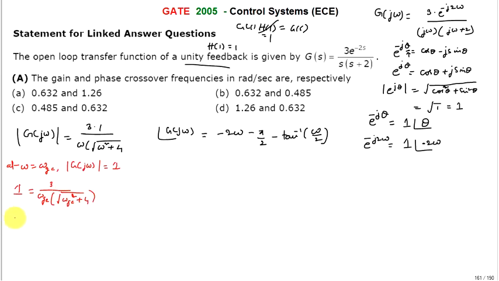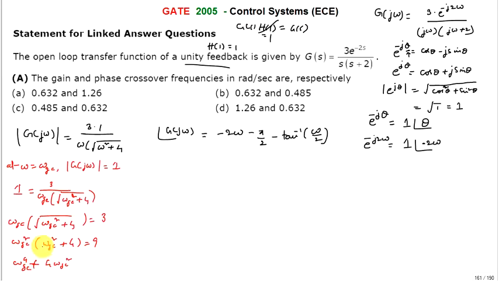So omega gc into square root of omega gc square plus 4 is equal to 3. Take the square root on both sides, so it will be omega gc square into omega gc square plus 4 is equal to 9. So you can write it as omega gc to the power of 4 plus 4 omega gc square.